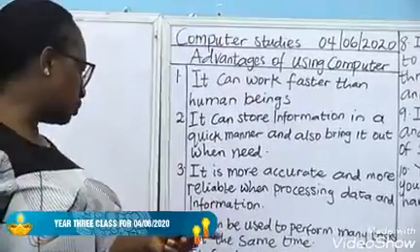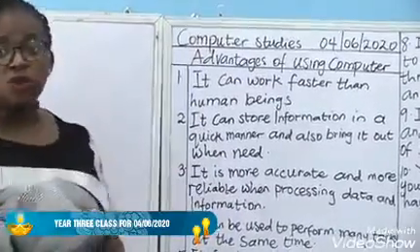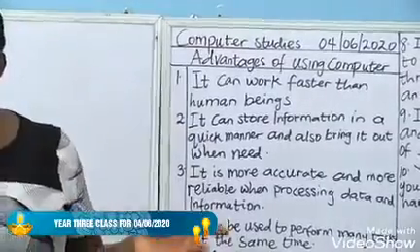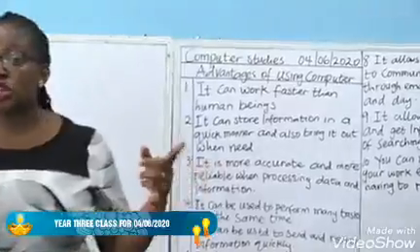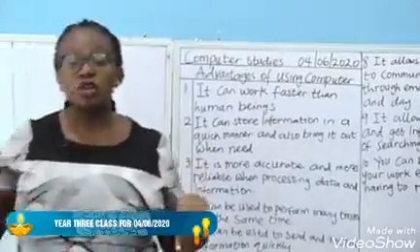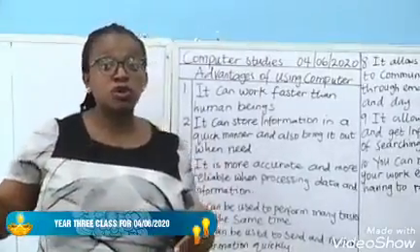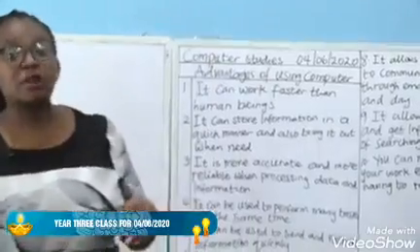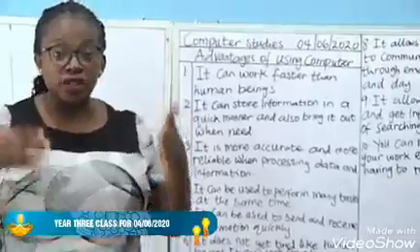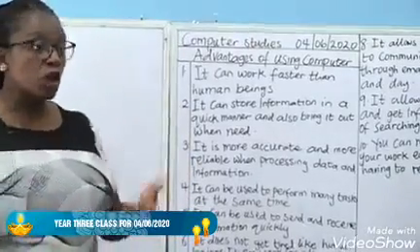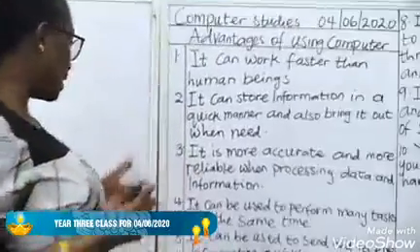It can be used to perform many tasks at the same time. You can use your computer to perform a lot of tasks at the same time. You can be typing on your computer, you can be listening to music on your computer at the same time, you can be sending information to the printer to print, you can be sending a mail. You can do all these things at the same time on the same computer system. So a computer is very good at multitasking.